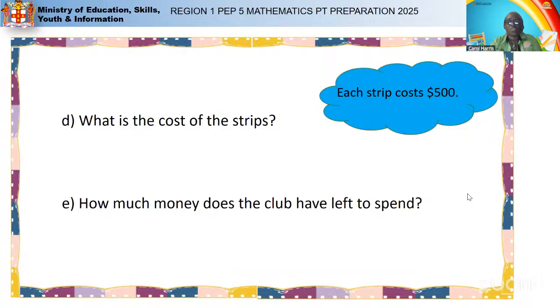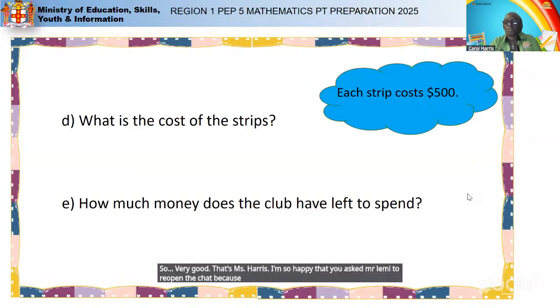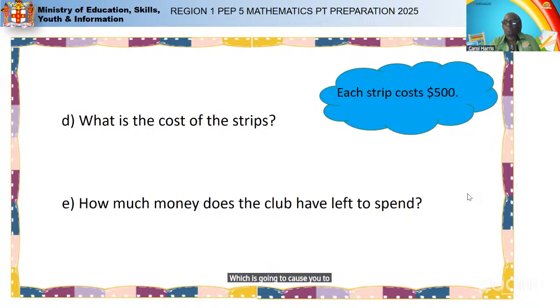What was the cost for the strips? Remember your dollars, students. Very good. That's Miss Harris. I'm so happy that you asked Mr. Leamy to reopen the chat because we're actually seeing how students would write their answer. Several persons have entered their answer without the $ sign, which is going to cause you to lose marks for your answer. You must use your unit of measure.